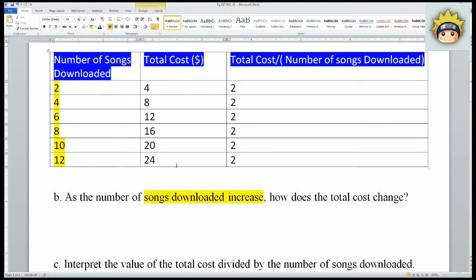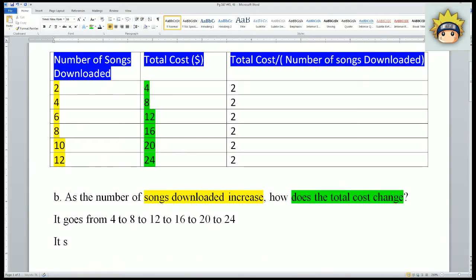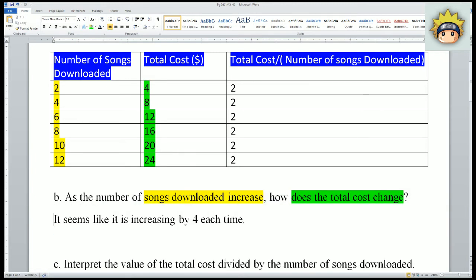How does the total cost change? So they're asking, how does the total cost change? The total cost is referred to here. How much is it changing? It goes from 4 to 8 to 12 to 16 to 20 to 24. It seems like it is increasing by 4 each time. So I would say, there you go. It seems like it is increasing by 4 each time.